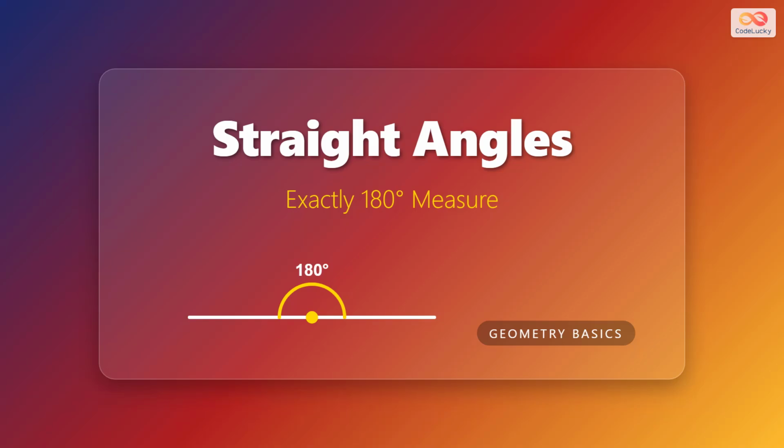Welcome to our geometry lesson. Today, we are going to explore a very special type of angle called the straight angle. It is a fundamental concept in geometry that connects lines and circles in a fascinating way.